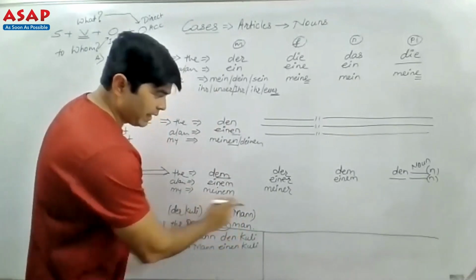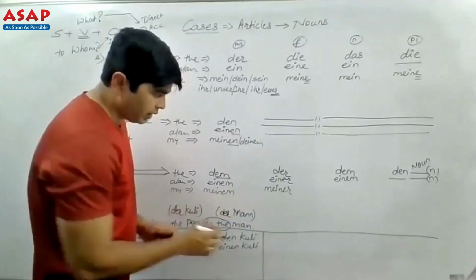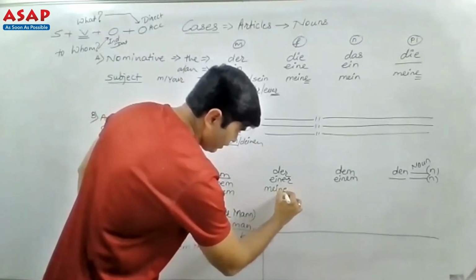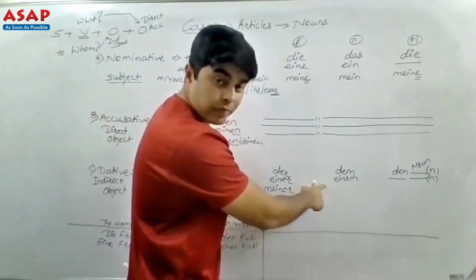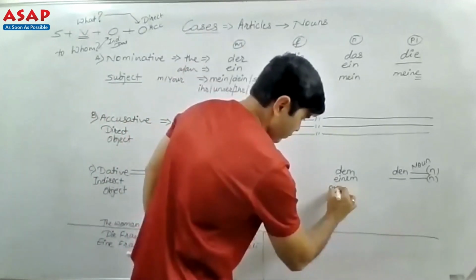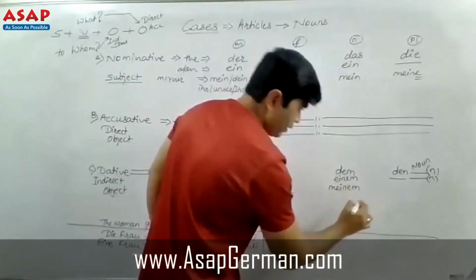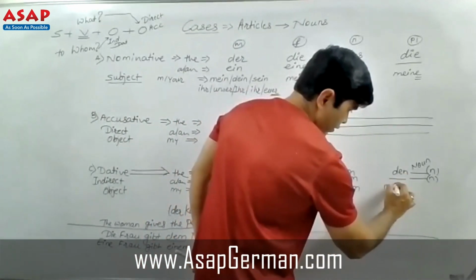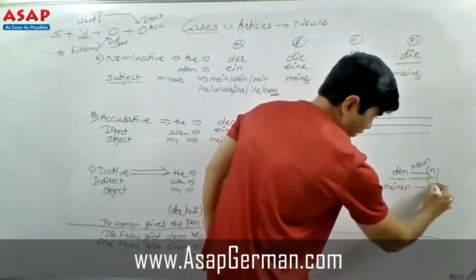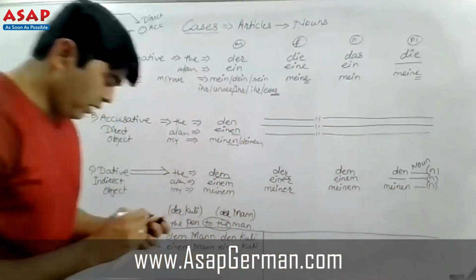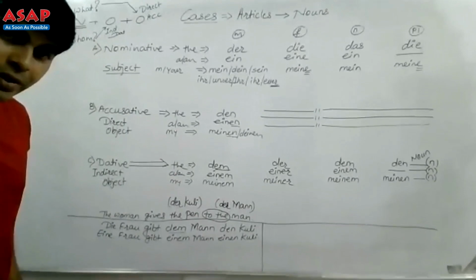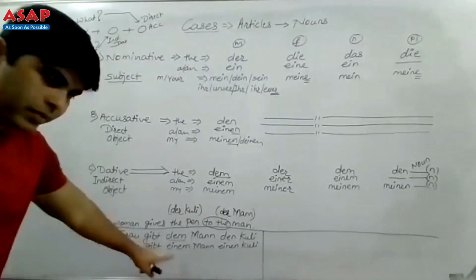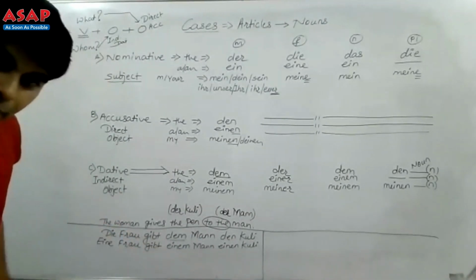Now here it is meiner, meiner. Can you read this? Have I written it clearly? Meiner. Okay, then meinen, meinem, then meinen. Meiner, and the noun will take an extra N. So let's write this one sentence here. I hope you can see this till the bottom of the board, right?